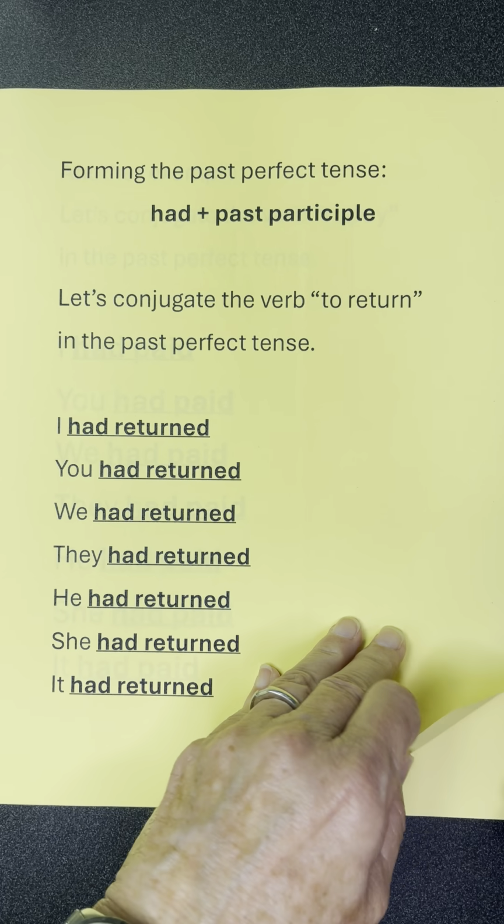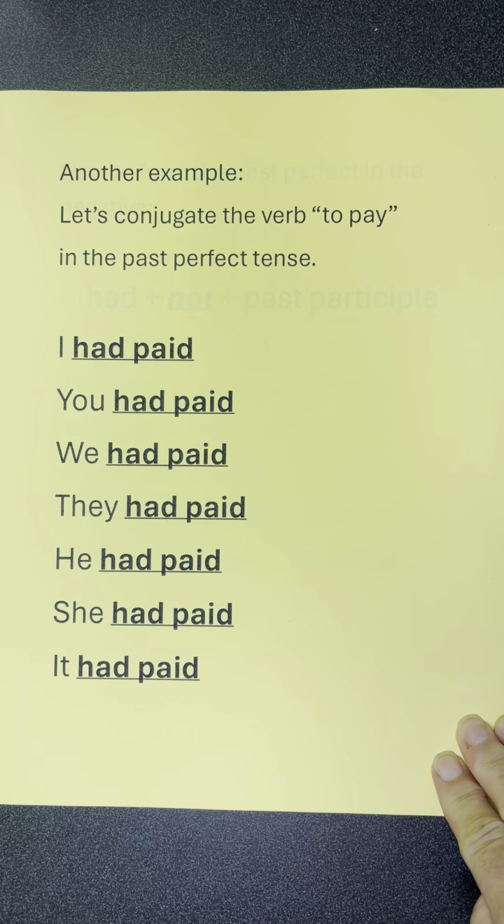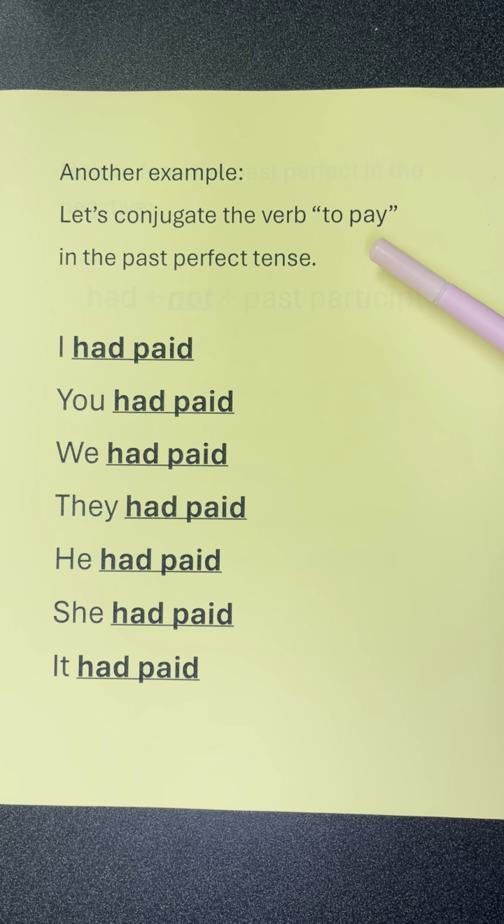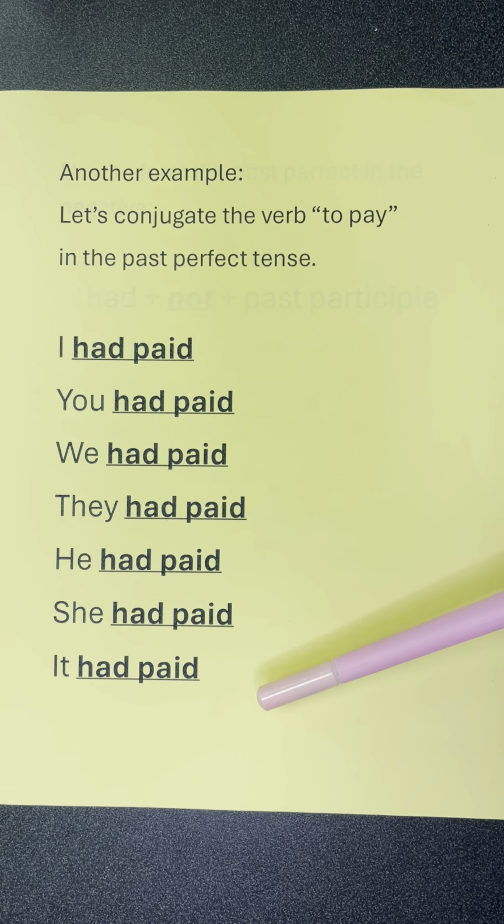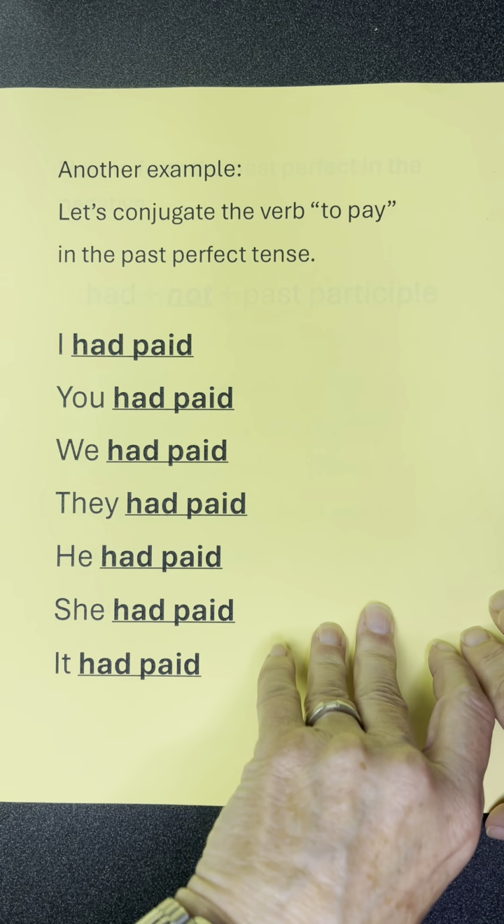Okay? All right, let's try another example, and this time we'll use the verb to pay. So let's conjugate the verb to pay in the past perfect tense. I had paid. You had paid. We had paid. They had paid. He had paid. She had paid. It had paid. Okay, so far so good, right?